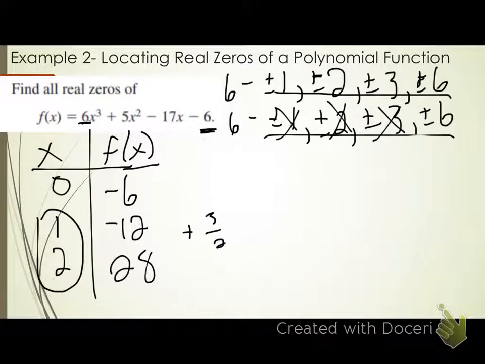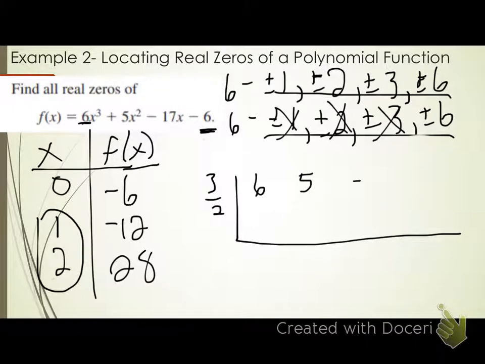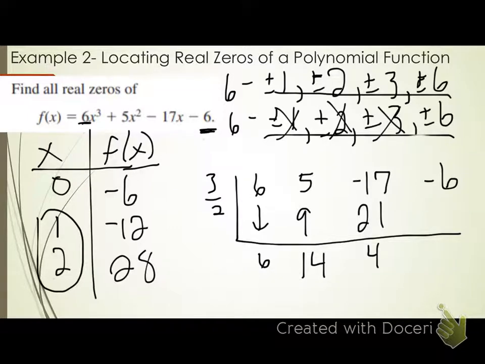Hopefully you guys remember how to check it. We're going to use synthetic division to check to see if positive 3/2 is a root of my polynomial function. So I have 6, 5, negative 17, negative 6. Bring my 6 down. 3/2 times 6 is 9. 5 plus 9 is 14. 3/2 times 14 would give me 21. Negative 17 plus 21 would give me 4. 3/2 times 4 would give me positive 6. Negative 6 plus 6 is 0.